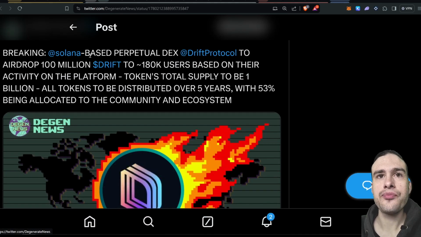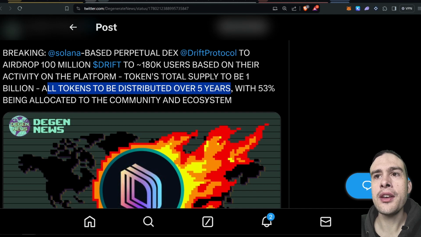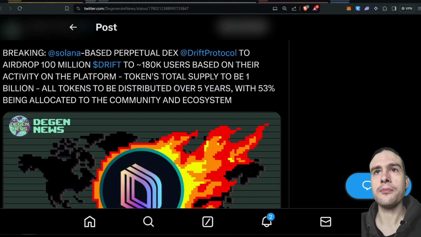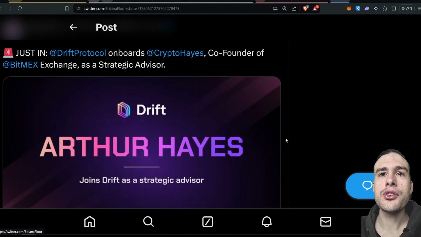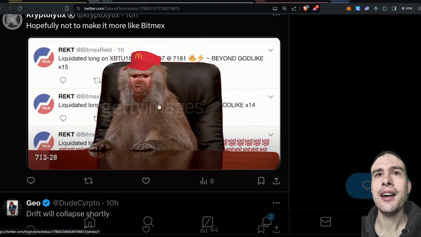Now, some news on Drift. They have released some information on the tokenomics for their token. So they'll airdrop 100 million Drift tokens to around 180k users based on their activity on the platform. So total token supply to be 1 billion tokens, all distributed over a 5-year vested period. 53% allocated to the community and ecosystem. So 53% allocated to the community and ecosystem is actually really, really good. And also they just added Arthur Hayes to their strategic advisor list.